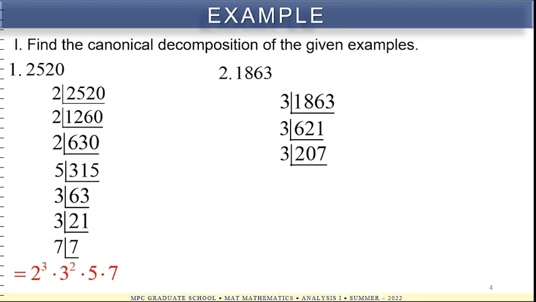And 207 divides by 3, the answer is 69. So 69 is divisible also by 3. Therefore, 69 divides by 3, the answer is 23. And 23 divides by 23 is equal to 1 since 23 is a prime number. So the canonical decomposition of 1,863 is 3 raised to 4 times 23. And it is in numerical or in increasing order.